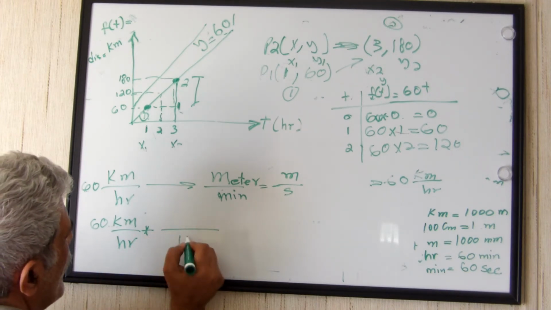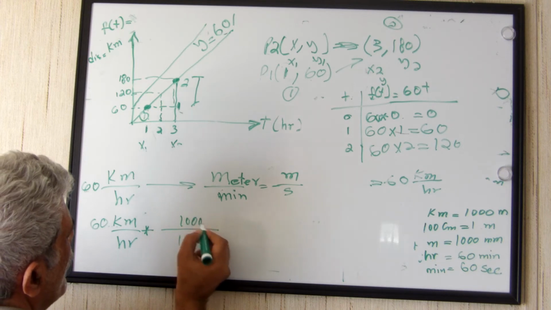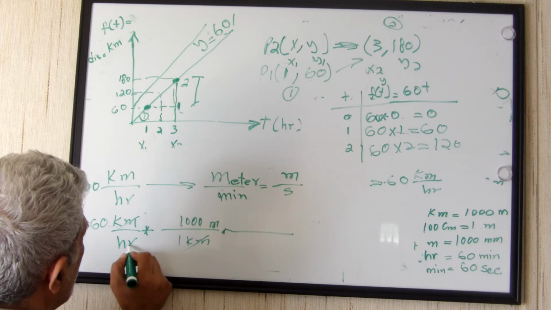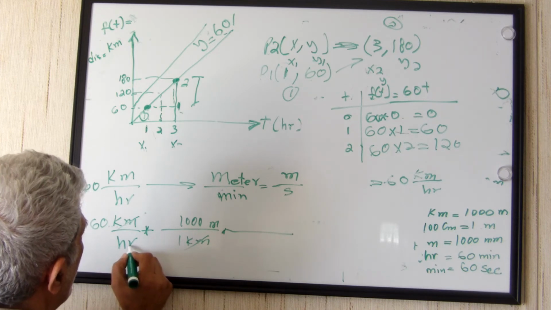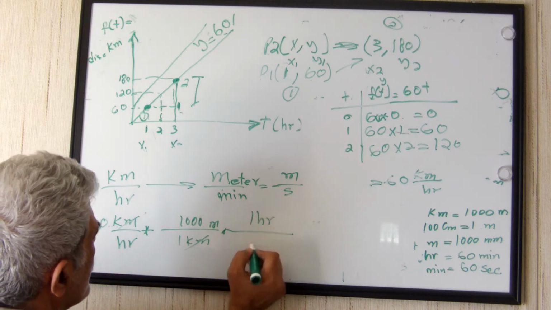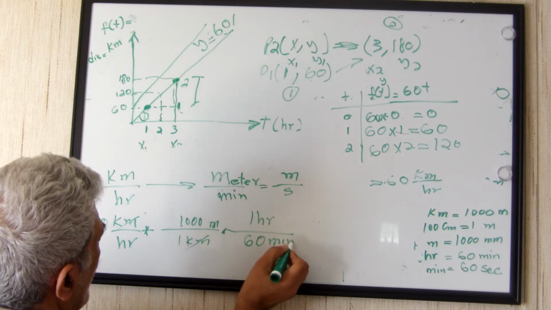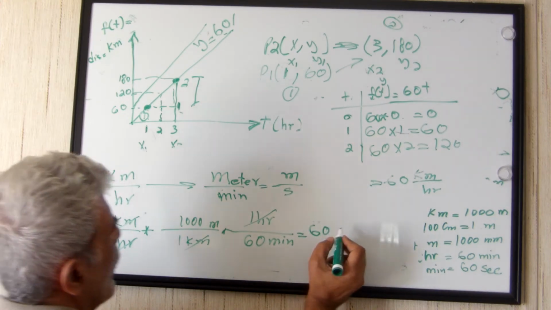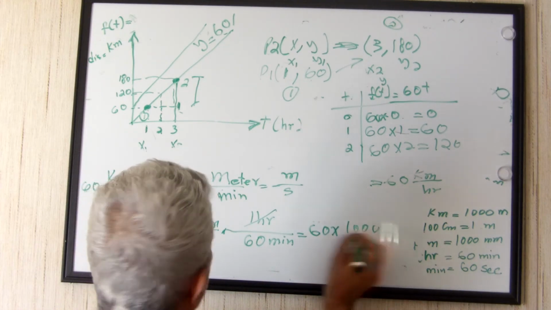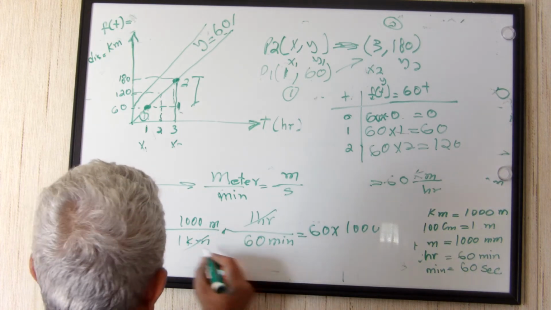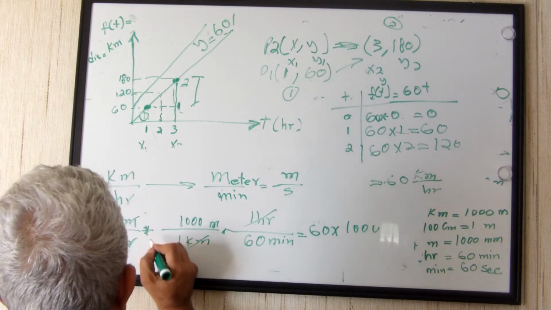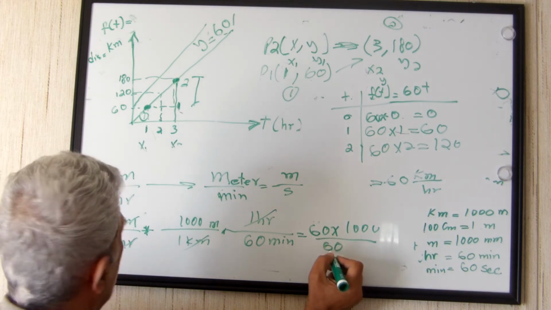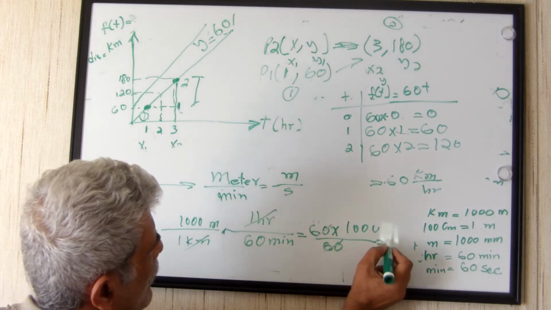We say 1 kilometer is 1,000 meters, and 1 hour. See, this cancels out. But we're going to change hour to minute. So 1 hour is going to be 60 minutes. So these hours cancel out, and this is going to be 60 times 1,000, multiplication, divided by 60. 60 cancels out, it is 1,000.